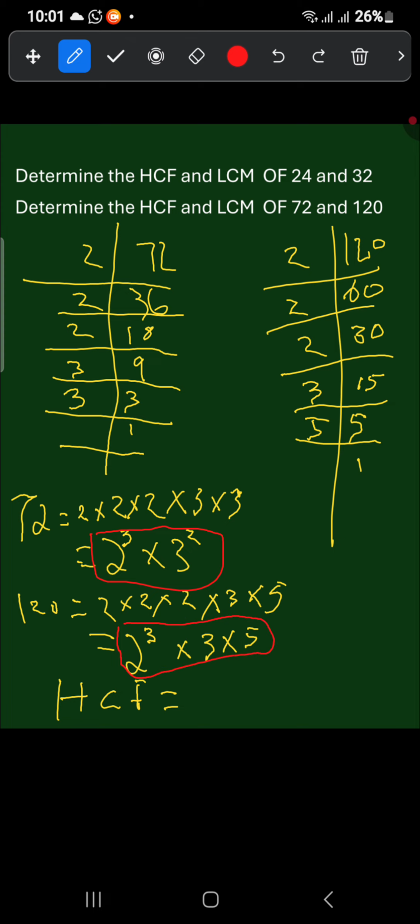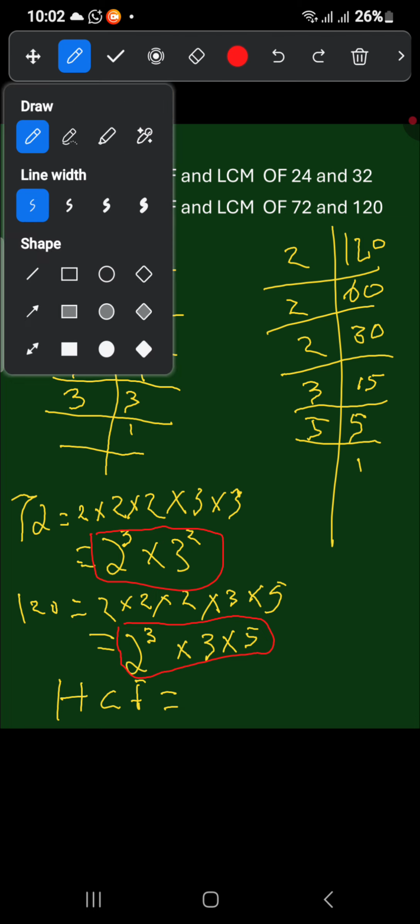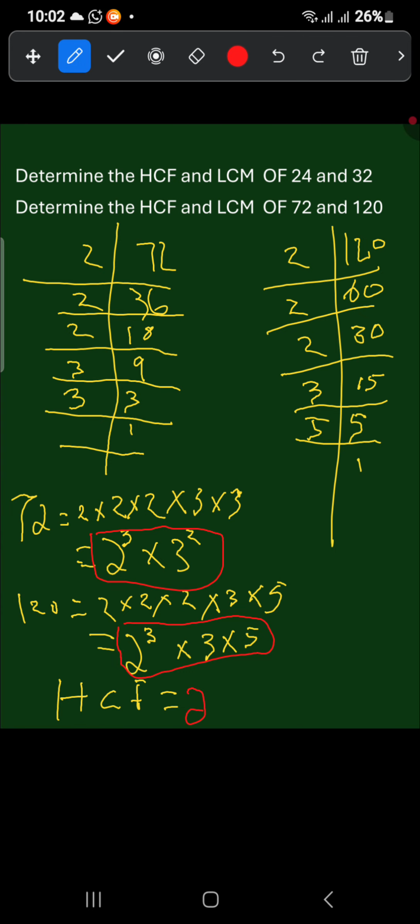You look for a number that appears both sides. That is 2. Now you look at the smallest exponent of 2. So here the 2 is raised to the exponent 3, and even here it is raised to the exponent 3. So the lowest exponent is exponent 3, right? So you write 2 to the power 3.